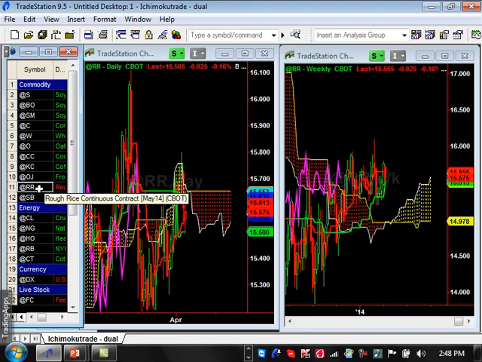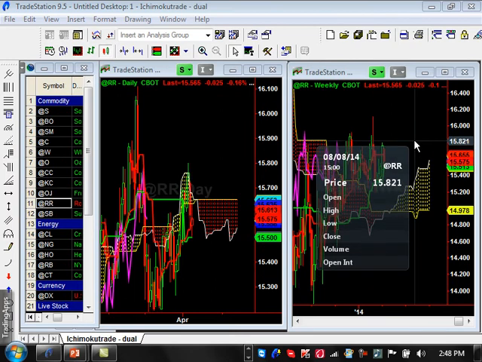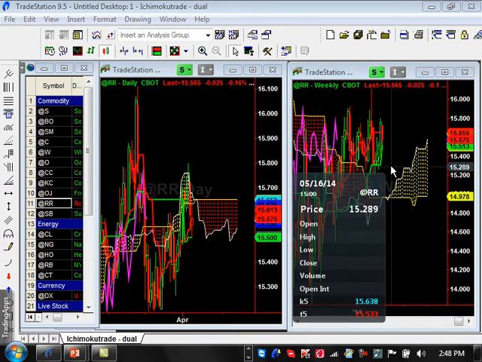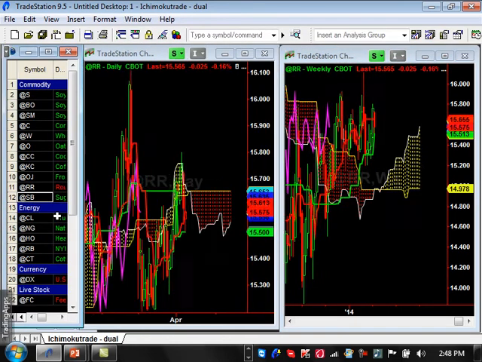Rough rice here, really not doing anything at all, just consolidating between a range here, which is roughly about 15.828, and support, which is roughly right here, about 15.302. So it's consolidating between that range right now, so really nothing exciting going on there at all.